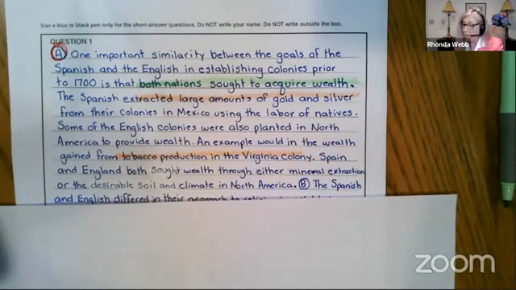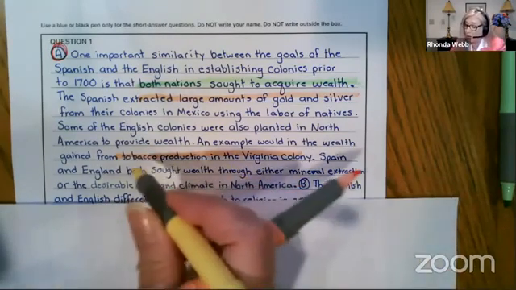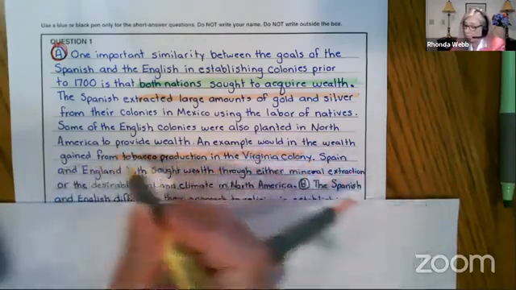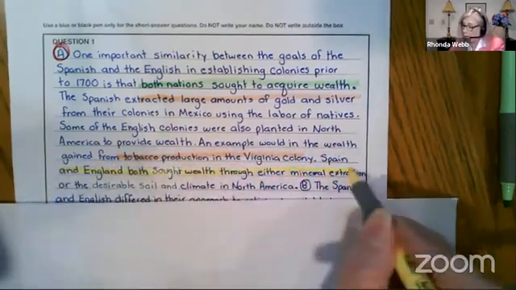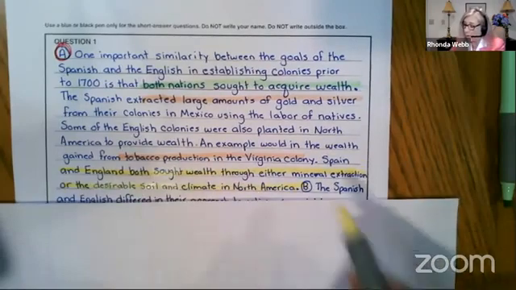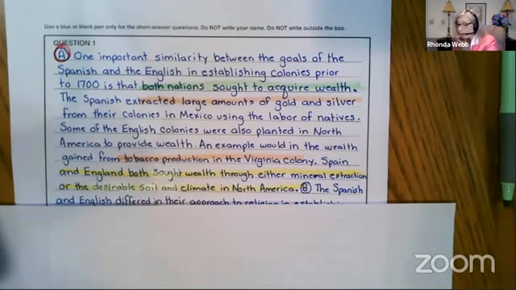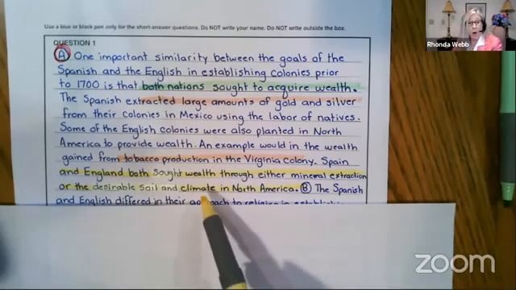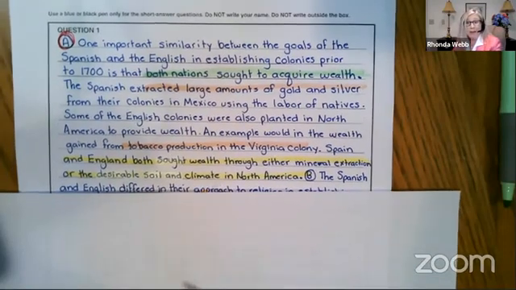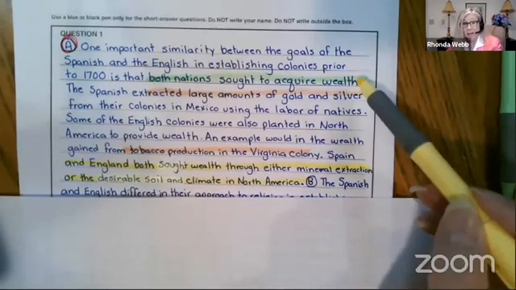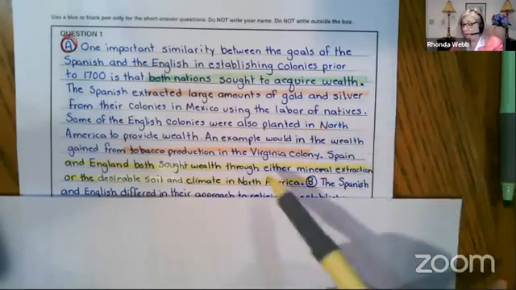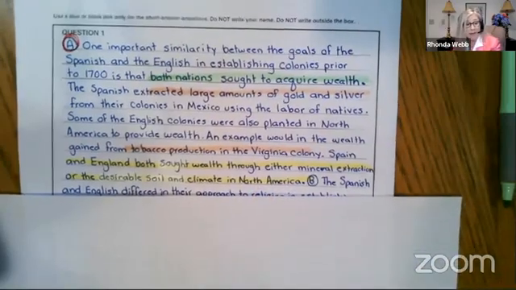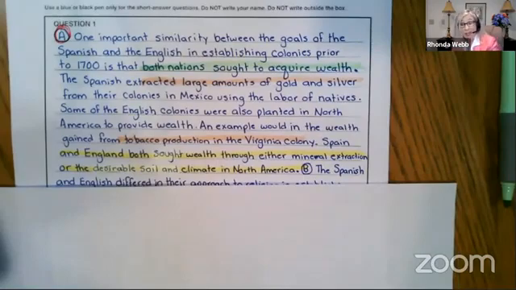So Spain and England both sought wealth through either mineral extraction or desirable soil and climate in North America, right? So they're trying to find their wealth either through minerals coming out of the ground or because of what they can grow there. So I've got my answer, I have my examples, and then I've tied it together to prove that my claim is accurate. All right, so let's do that for B.